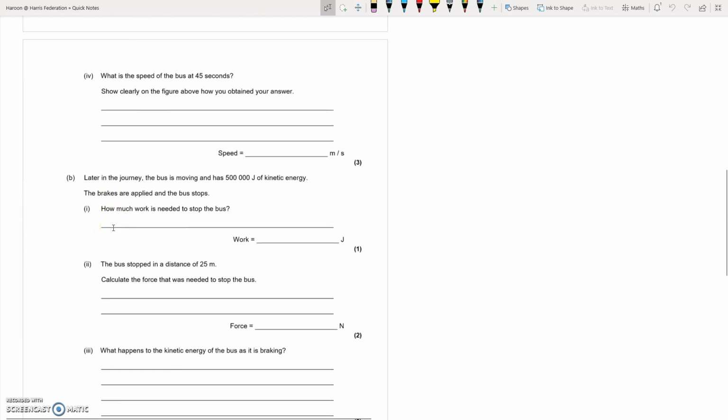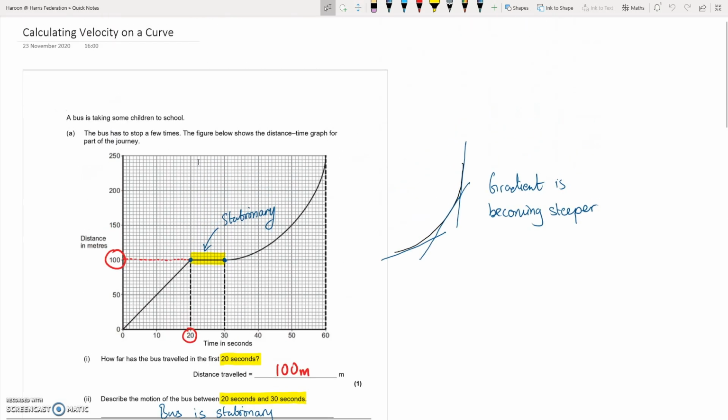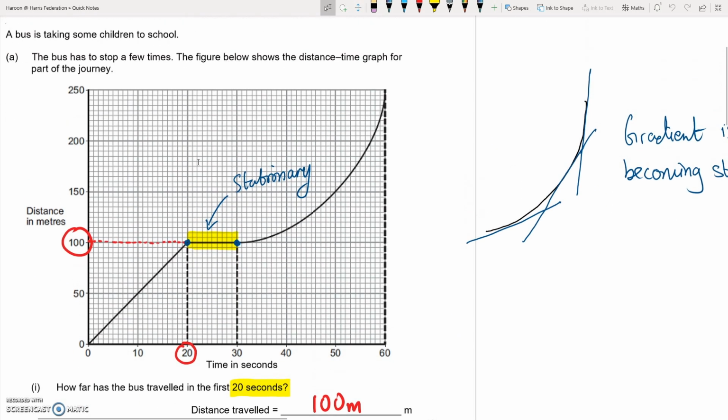We then move on to the next part of this question. What is the speed of the bus at 45 seconds? That's important. And it wants me to work out the speed. And it's saying here, show clearly on the figure above how you would obtain your answer. So I have to give the examiner a method in how I would calculate this. And I have to use the graph to help me. It's 3 marks. So I'm going to try and aim for 3 marks in this question. So I'll go back to the graph.